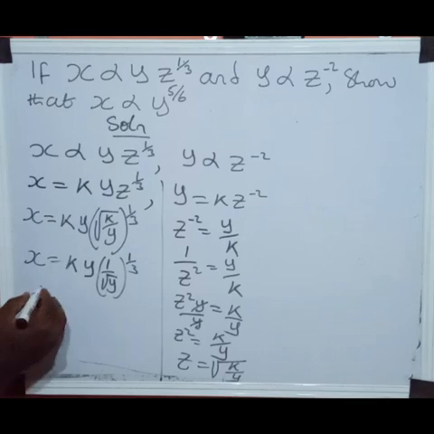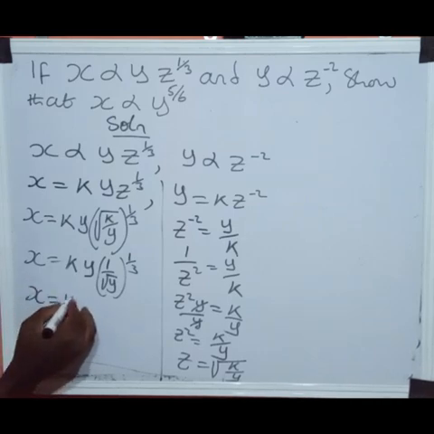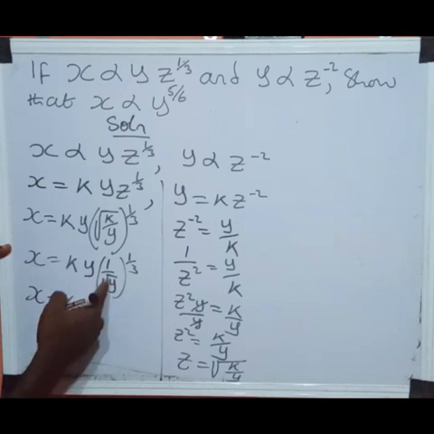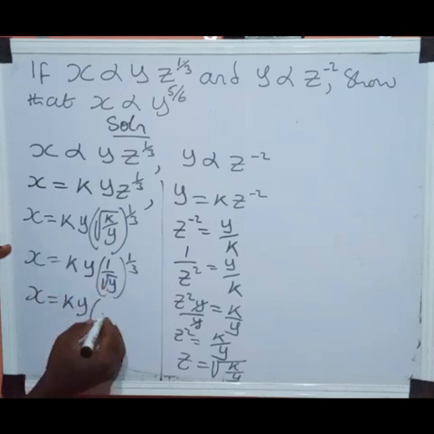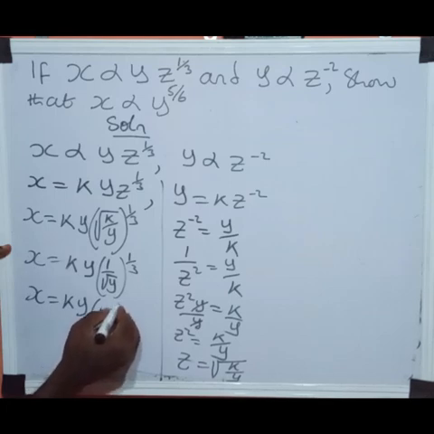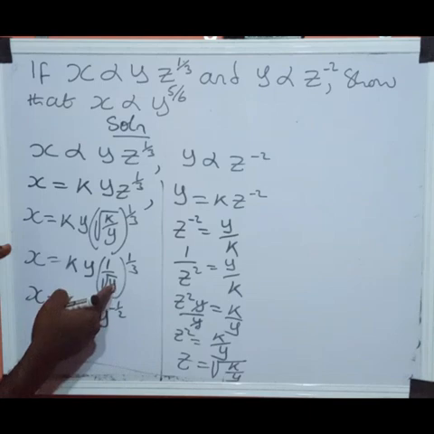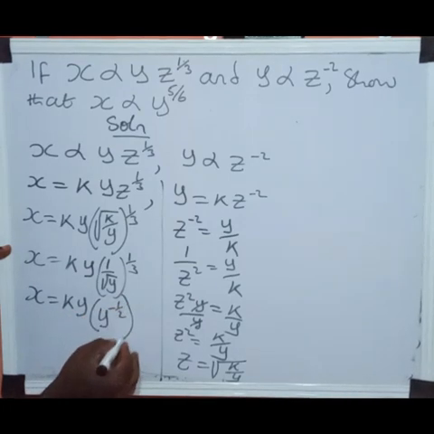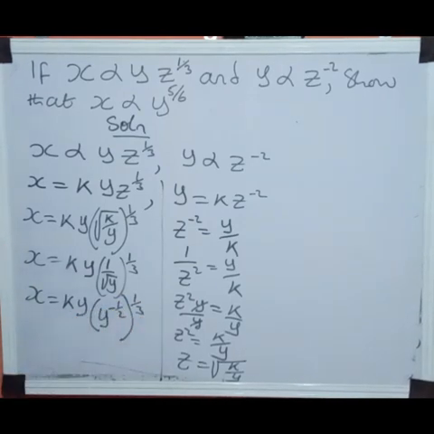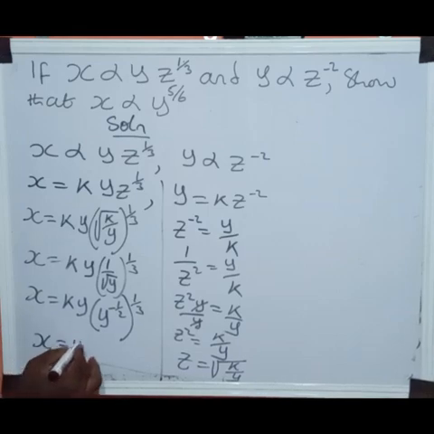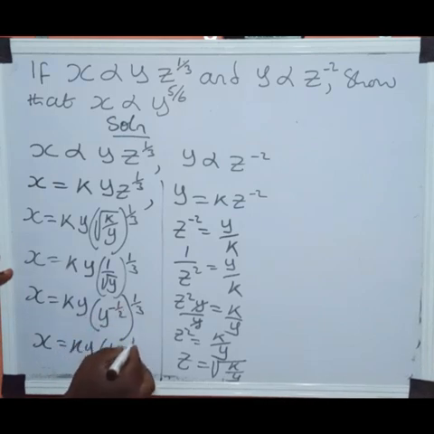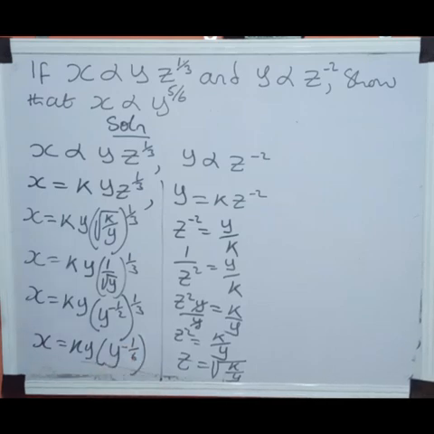And we know that x will now be equal to ky into y raised to the power minus 1 over 2, because the square root of y means y raised to the power 1 over 2. And because it's a reciprocal, then we have minus 1 over 2 raised to the power 1 over 3. If we put this together, we are going to have x equals ky into y raised to the power, we multiply this, minus 1 over 6.